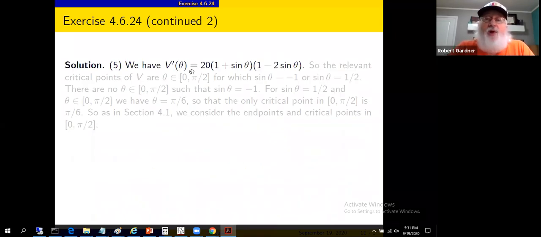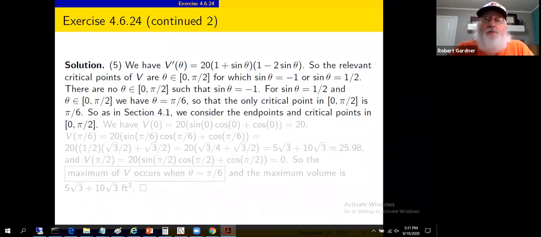Okay. V prime of theta, we left off with this expression. So there's the derivative factored. So for critical points, this is always defined. The only thing that could happen is this being 0. That occurs when 1 plus sine theta is 0, which means sine theta is -1, or when 1 minus 2 sine theta is 0, and that occurs when sine theta is 1/2. Well, there aren't any thetas in the interval 0 to pi halves for which sine theta equals -1. These are acute angles. All the trig functions, where they're defined, are positive in that first quadrant, so none of this.